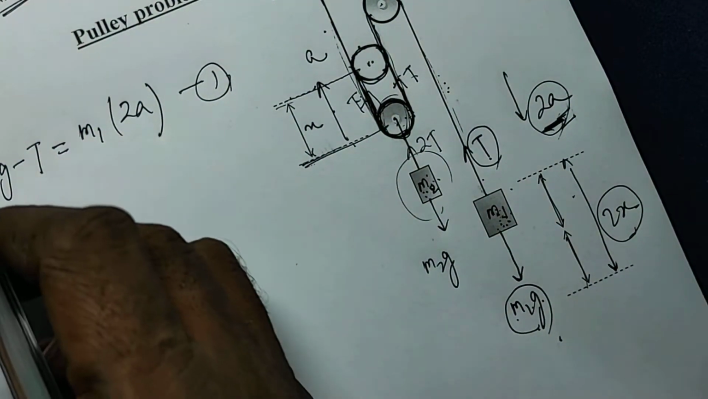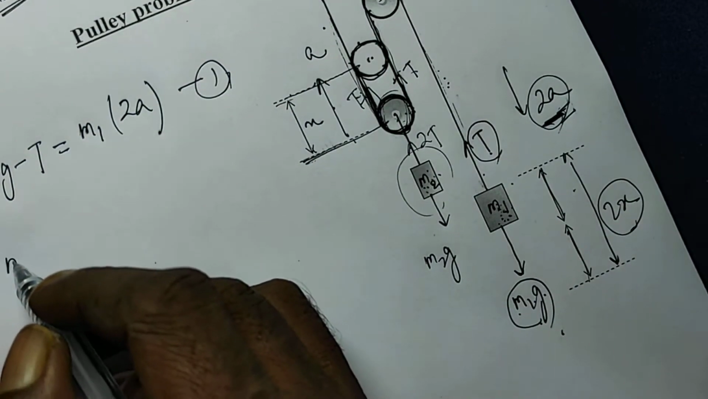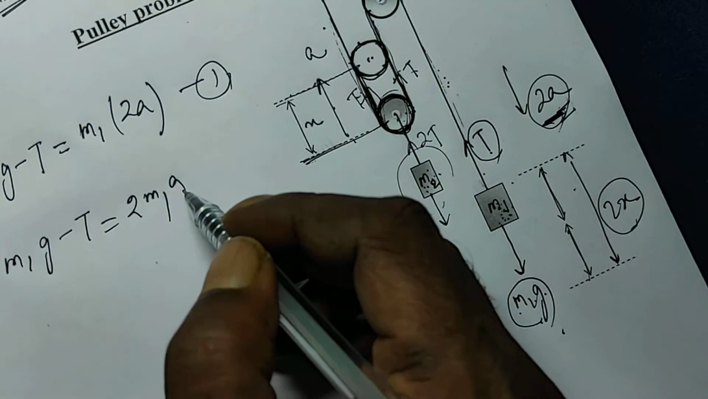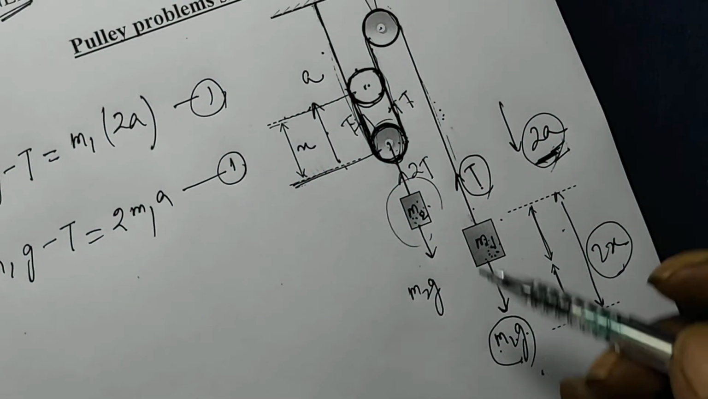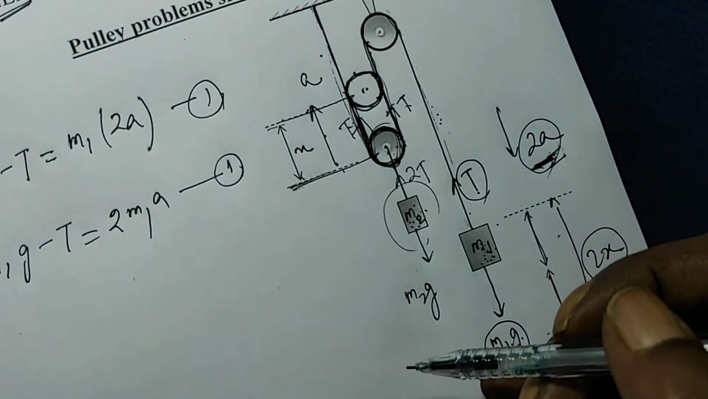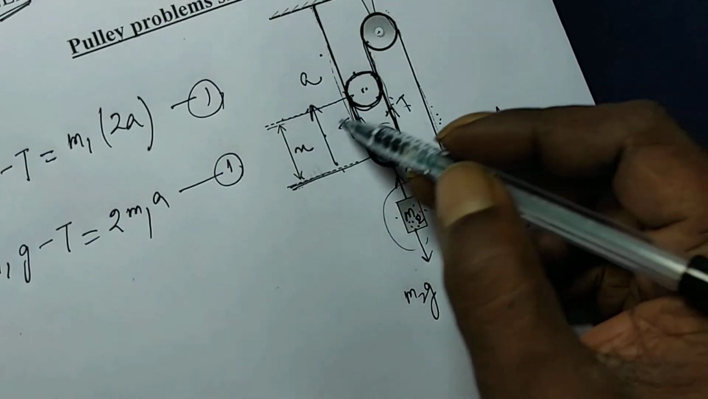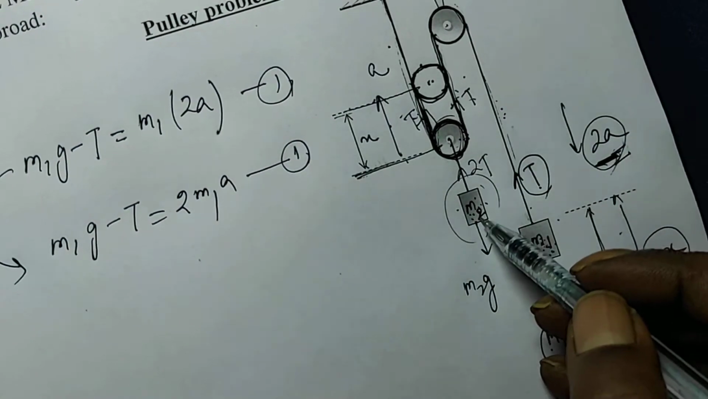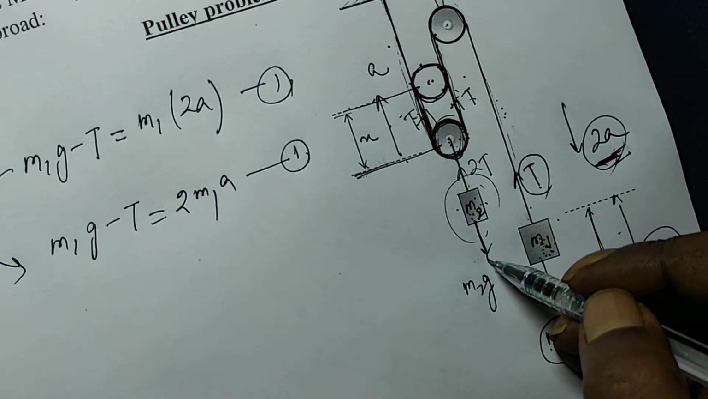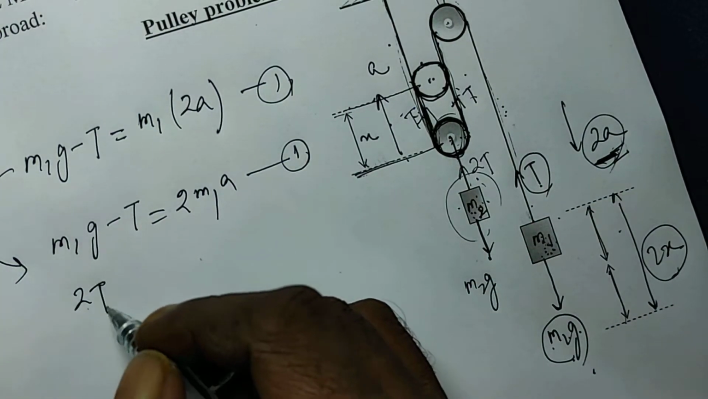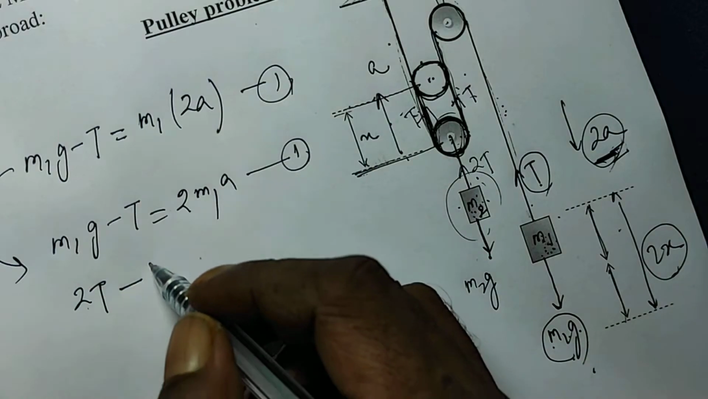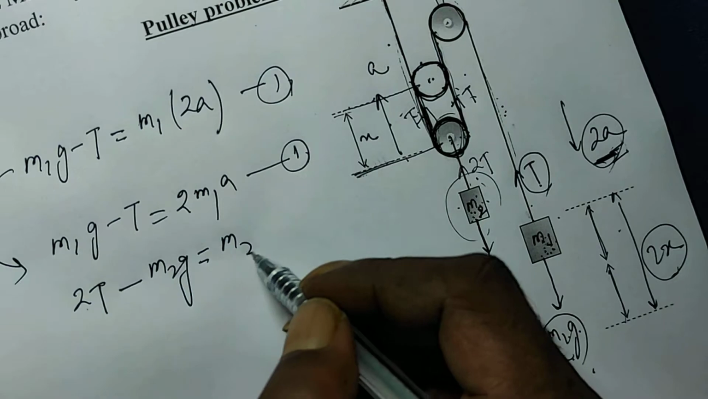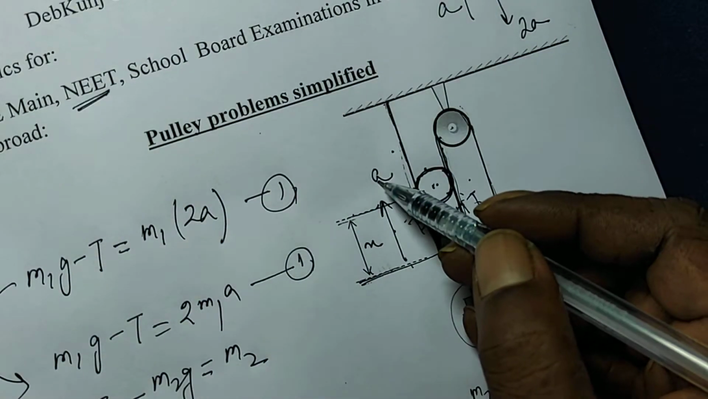Now if you rewrite it in a decent manner, it will look like m1g minus T is equal to 2 times m1a. Fine. Now look at this. This is moving up. Just look at this. Don't look here, because we are interested to find the acceleration of this. 2T is vertically up, m2g is downward. So 2T minus m2g is equal to its mass m2 times its acceleration a.